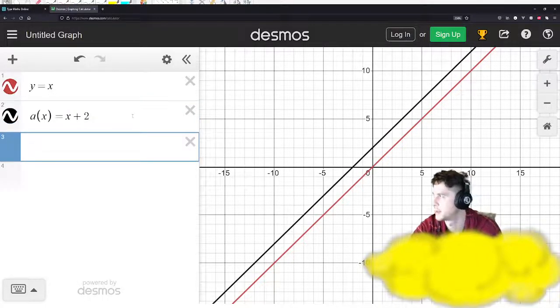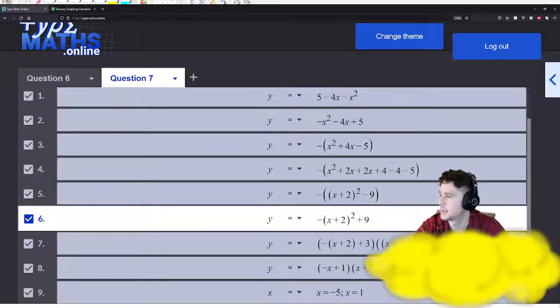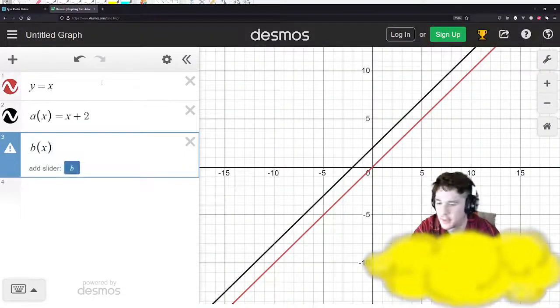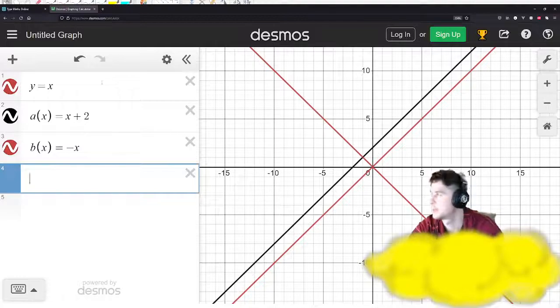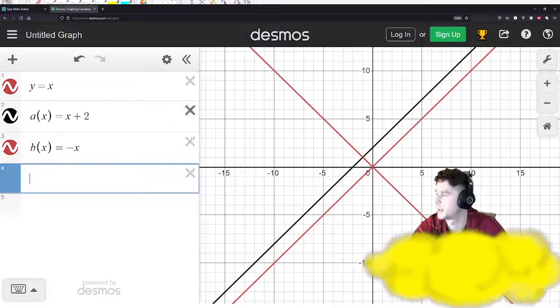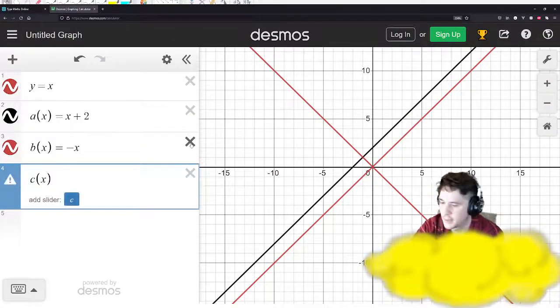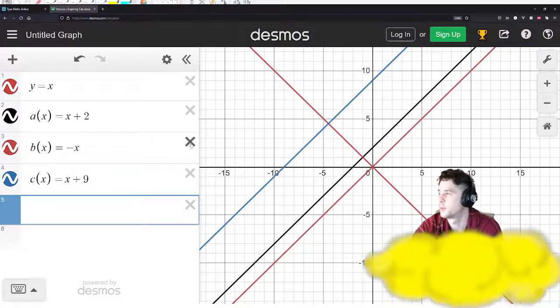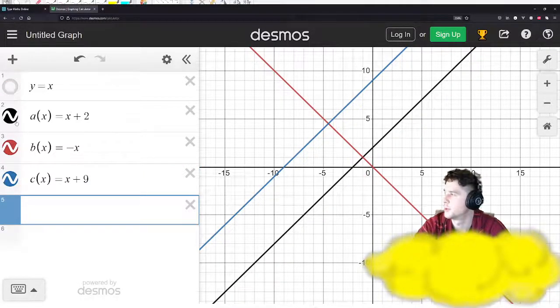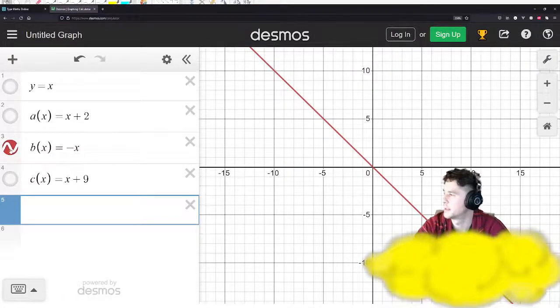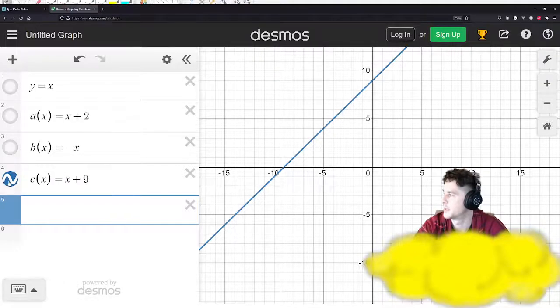We saw that in the last one. We can also see that it's been made negative. So we can say b of x equals -x. And the last thing we can see is that we've added 9 onto the end of it, which amounts to shifting it up by 9. So we can say c of x equals x plus 9. So these are all the different transformations that we're going to use. First, we're going to shift it to the left, then we're going to flip it upside down, and then we're going to move it up by 9.